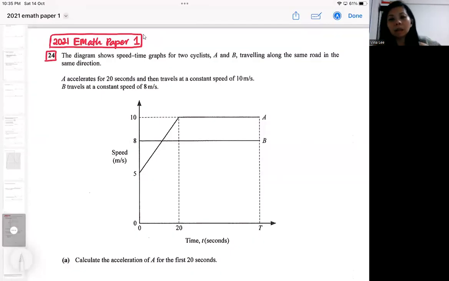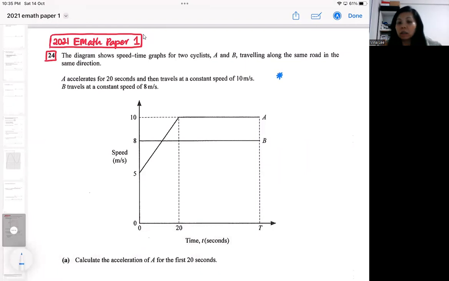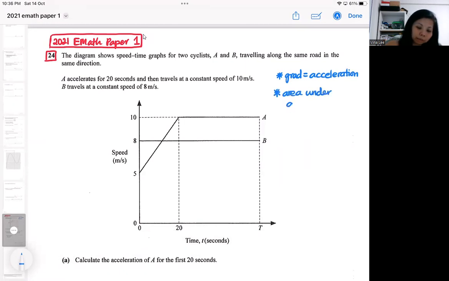This question is mainly testing you on your concept of speed time graph. So if you realize that the question is on speed time graph, you might want to write out two features of the speed time graph first. The gradient of a speed time graph will give you the acceleration. And then the area under graph for a speed time graph will give you the distance traveled. So whenever you see this, you might want to remind yourself the key features of the speed time graph.